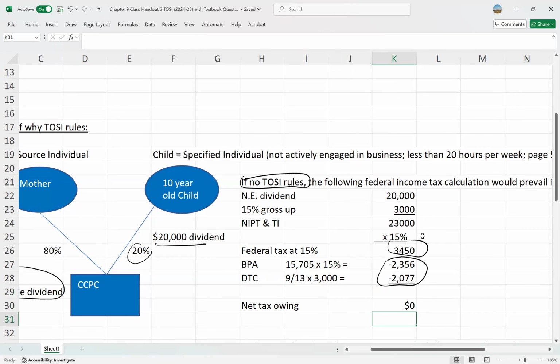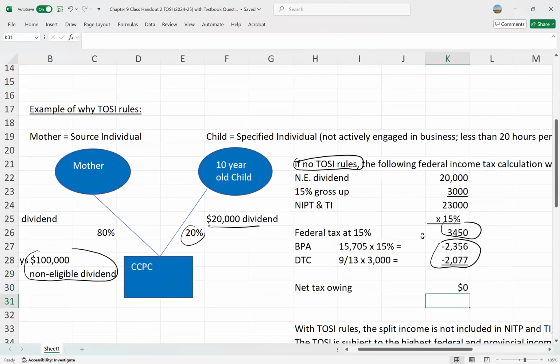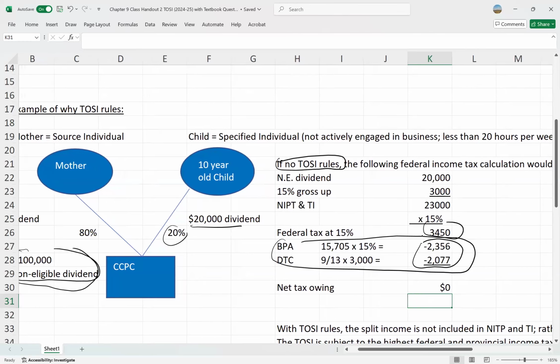So basically, the mother is trying to split the income with her child. She's trying to split the dividend income with her child, knowing that the child will get the basic personal amount and the dividend tax credit. And as long as the child has no other income and they make the dividend amount such that there are no taxes owing, that child will get that dividend tax-free.